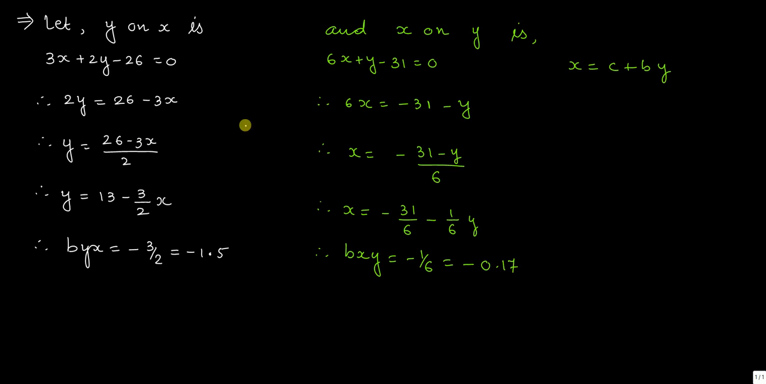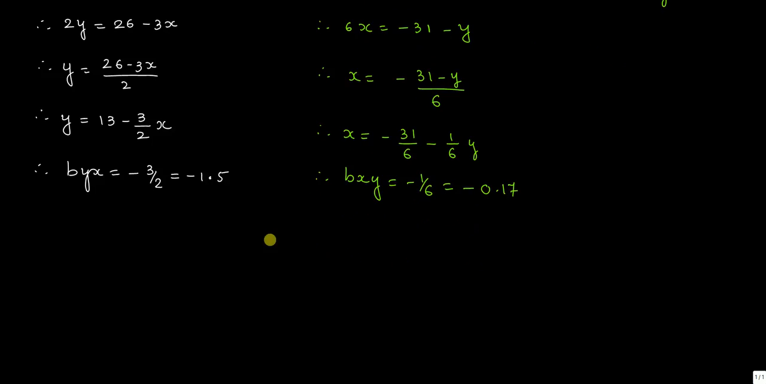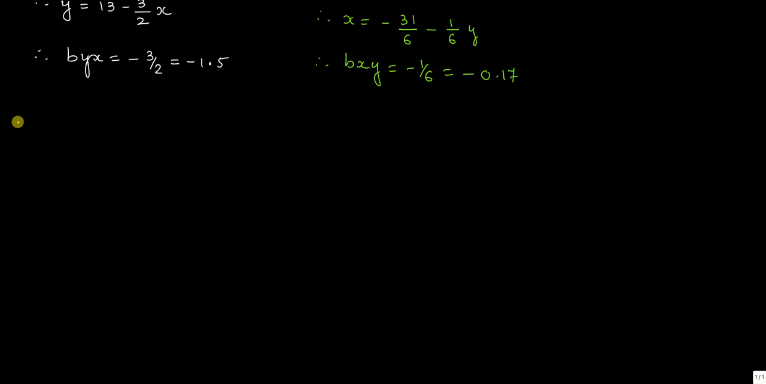So after getting byx and bxy, we can now find the value of r. r is equal to plus or minus the square root of byx into bxy.